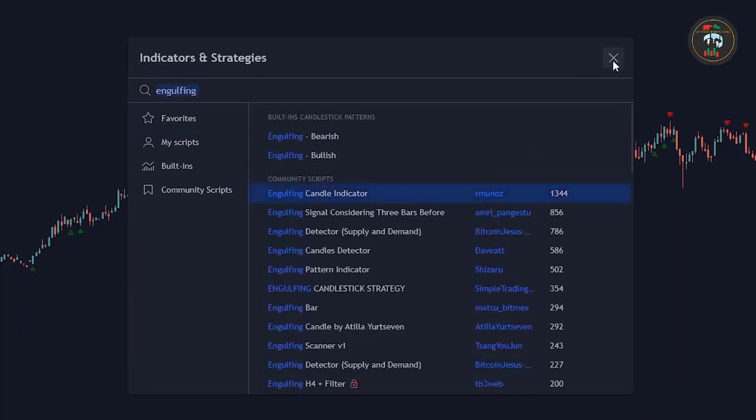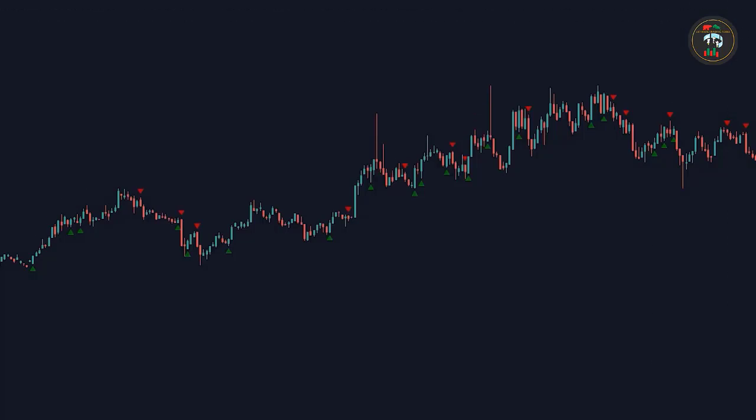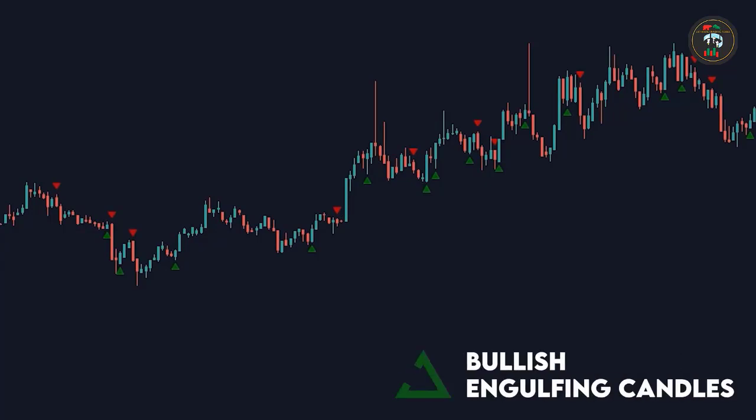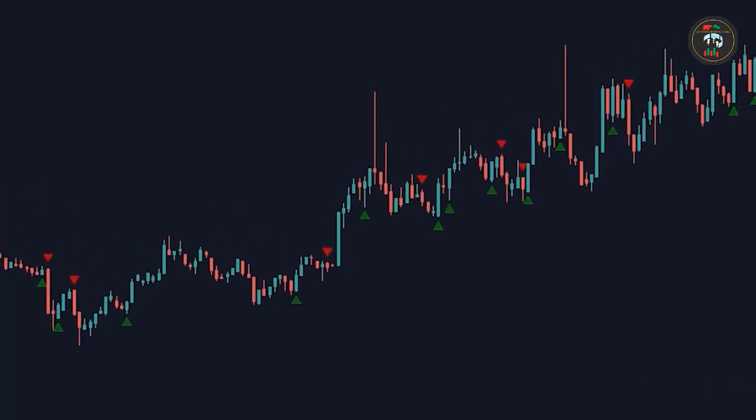When you add that, you'll see a lot of red and green arrows. Because we're going to be doing long trades, you can ignore the red arrows in this example. All these green arrows are bullish engulfing candles. Rule number three is that we only enter a trade if we see a green arrow.